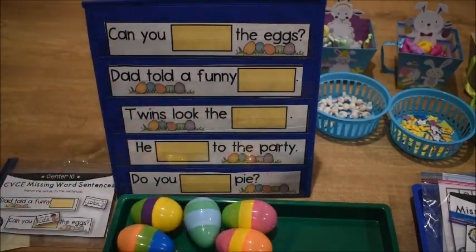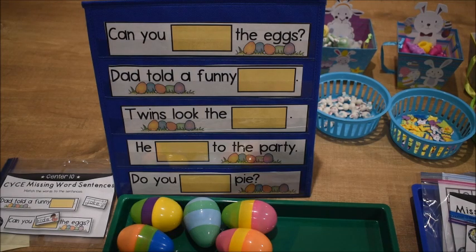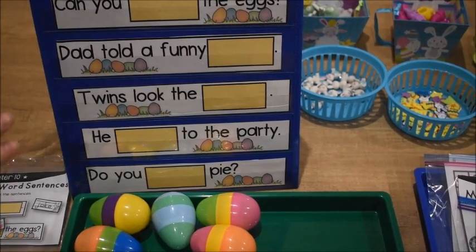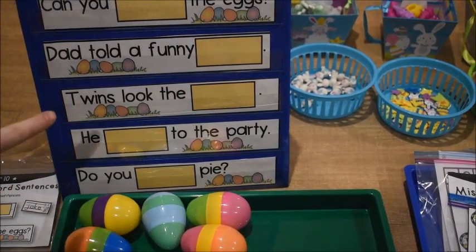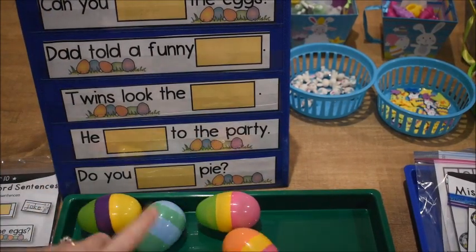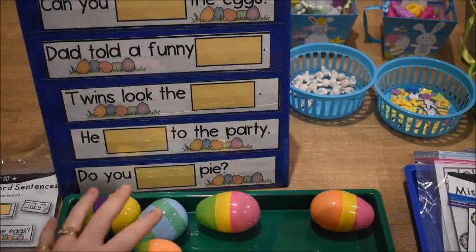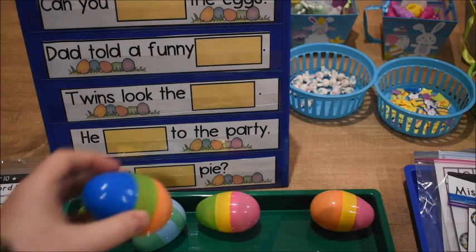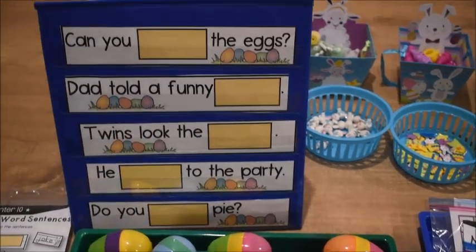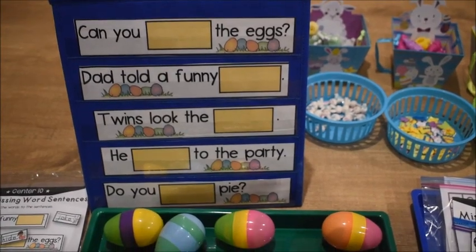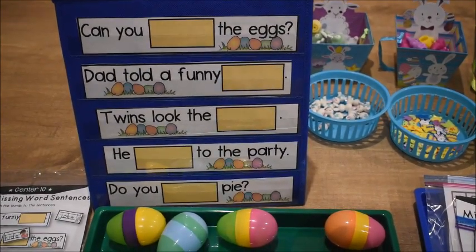So what I did to make this even a little bit more fun is, like I said, I put 5 sentences in the pocket chart, and then I put some eggs down here, and I hid the missing words in the eggs. So what he's going to do is grab an egg, open it, and then try to find the sentence that the word would go in. Sorry if I'm moving my camera around, I'm trying to get you a good view.